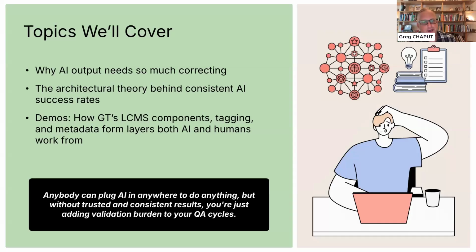actually made for AI? Specifically, we'll cover topics like why AI outputs need so much correcting, the architectural theory behind consistent AI success rates, and Robb will also be doing a couple quick demos of how GT's LCMS components, tagging, and metadata form layers both AI and humans can work from.